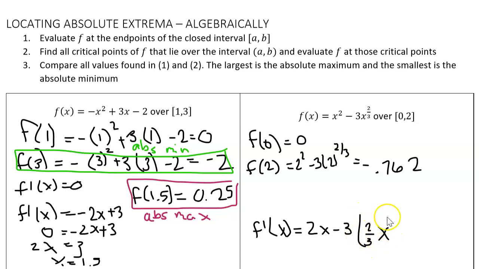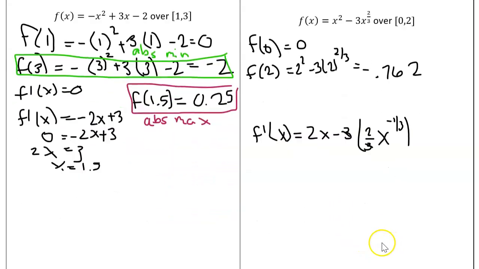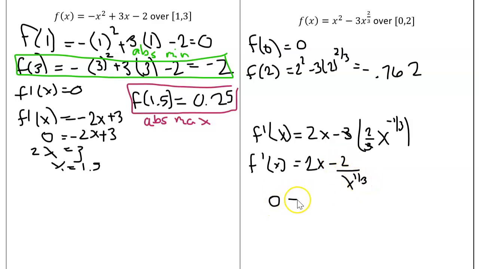When you reduce 2/3 by 1, you're left with an exponent of -1/3. You can simplify the coefficient of 3 with the 2/3, and that gives us f prime of x is equal to 2x minus 2 over x to the 1/3. We're going to set this function equal to 0.